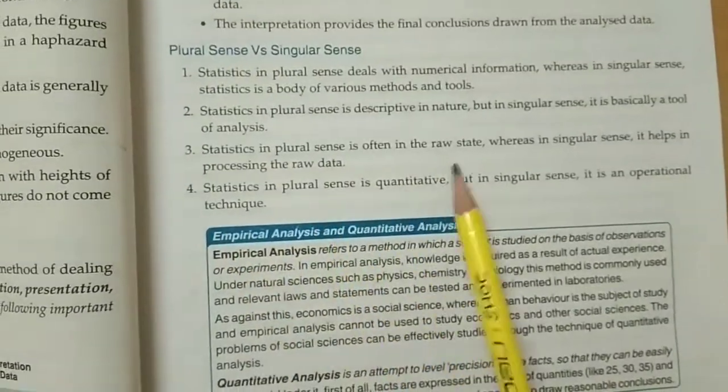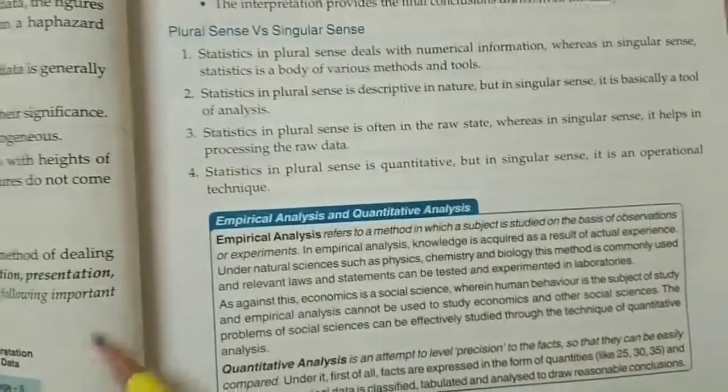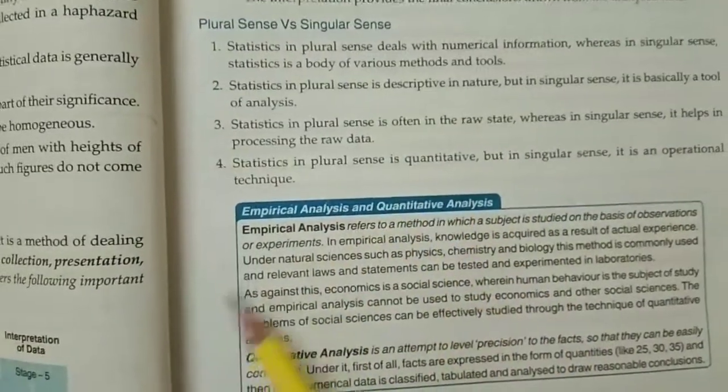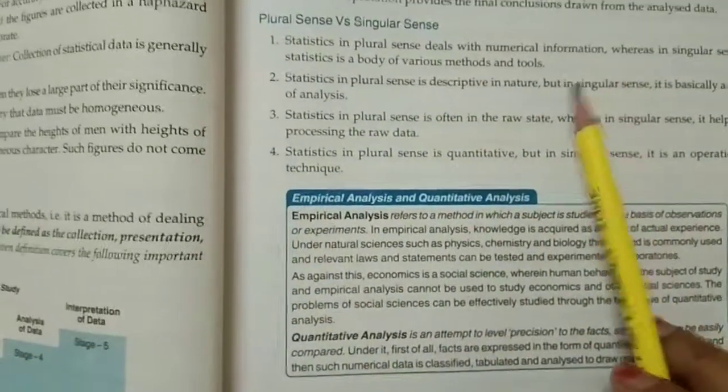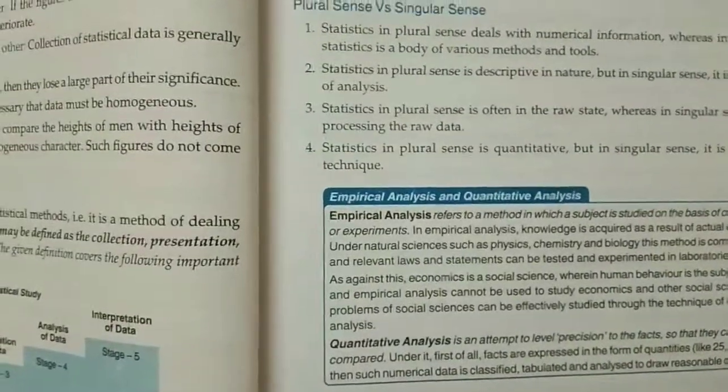Statistics in plural sense is quantitative, but in singular sense it is an operational technique. So hope it is clear. Operational technique, why? Because method is involved, and quantitative because number is involved. So hope this is clear to you all. Now in my next video you will study about the functions of statistics.